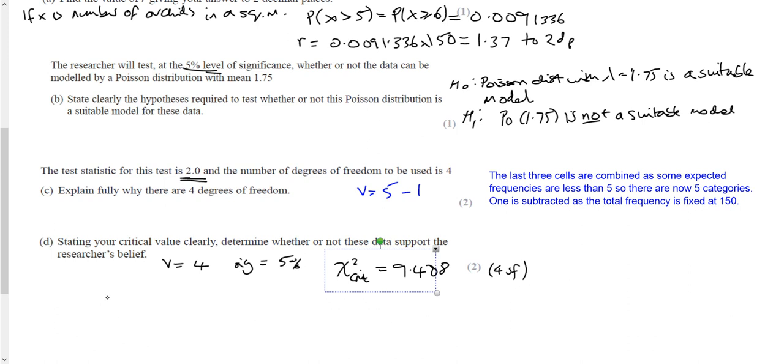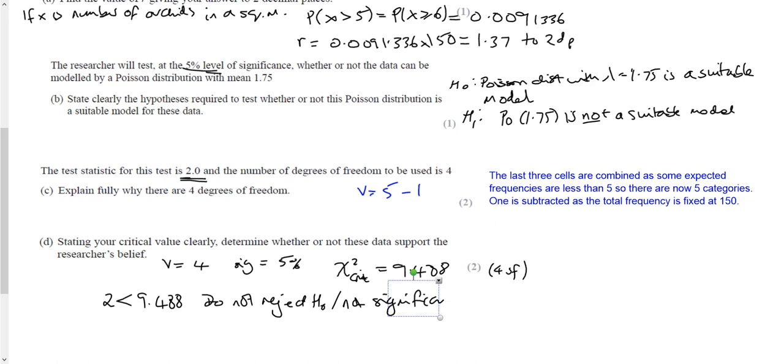So what do we do? Well, our test statistic is 2. That's less than our critical value. So we do not reject H0, or you could say it's not significant.